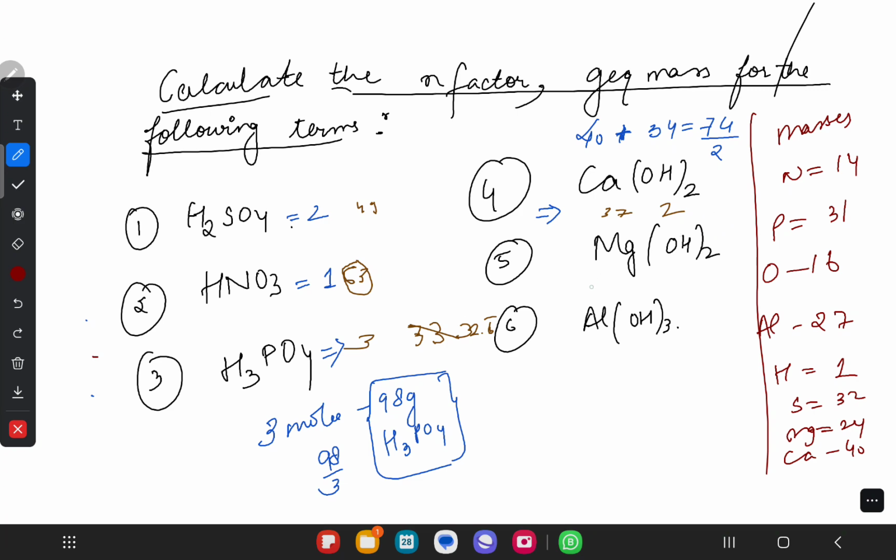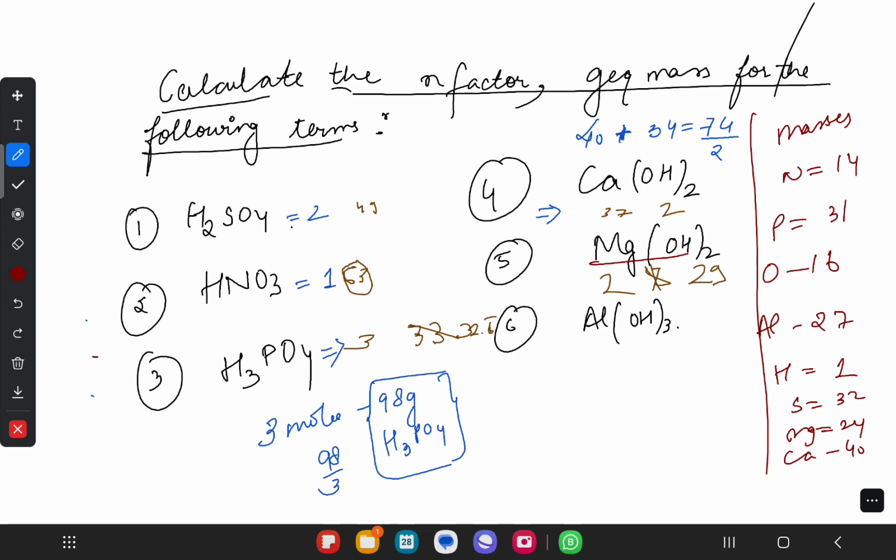For Mg(OH)2: 24 plus 17 times 2, that's 58. 58 over 2 is 29, and the N factor is 2.